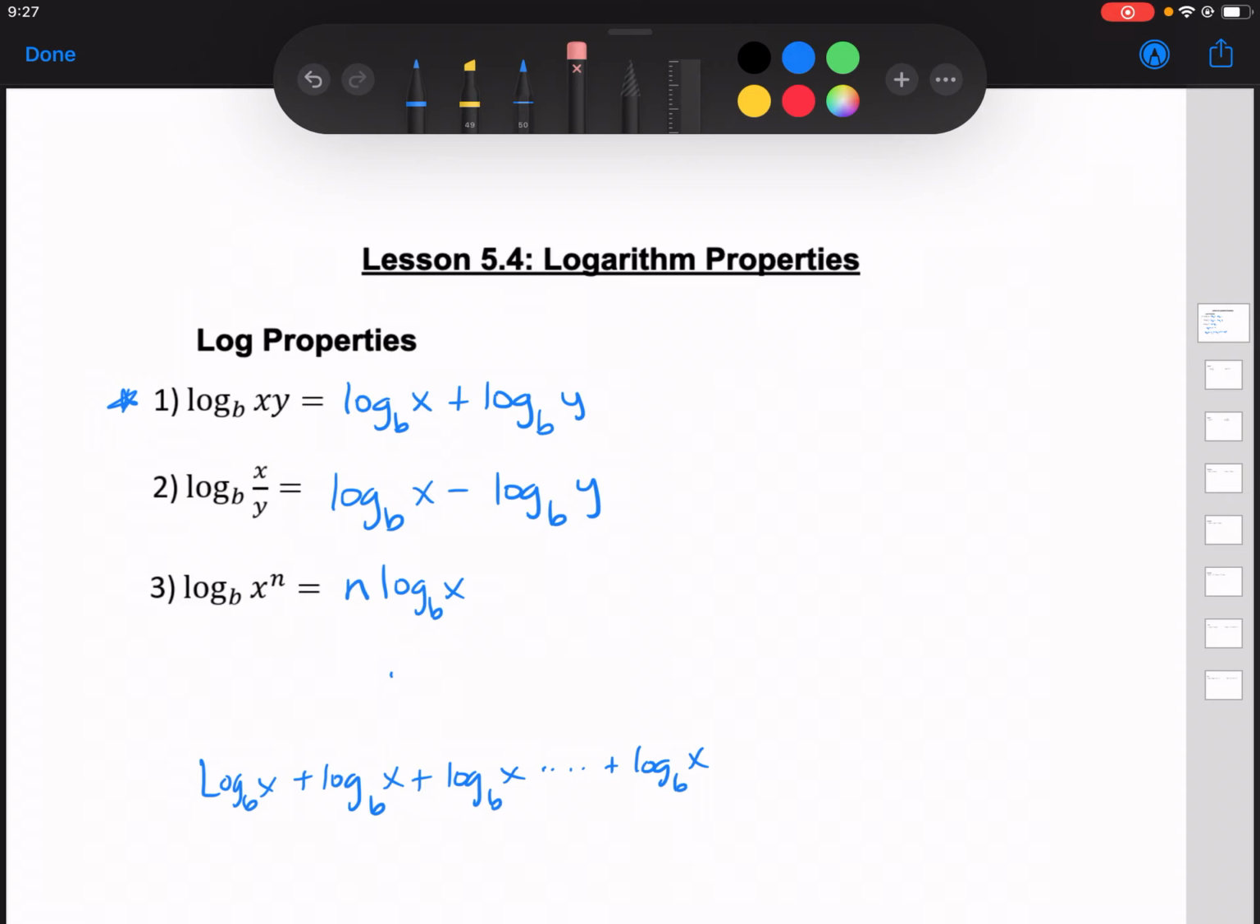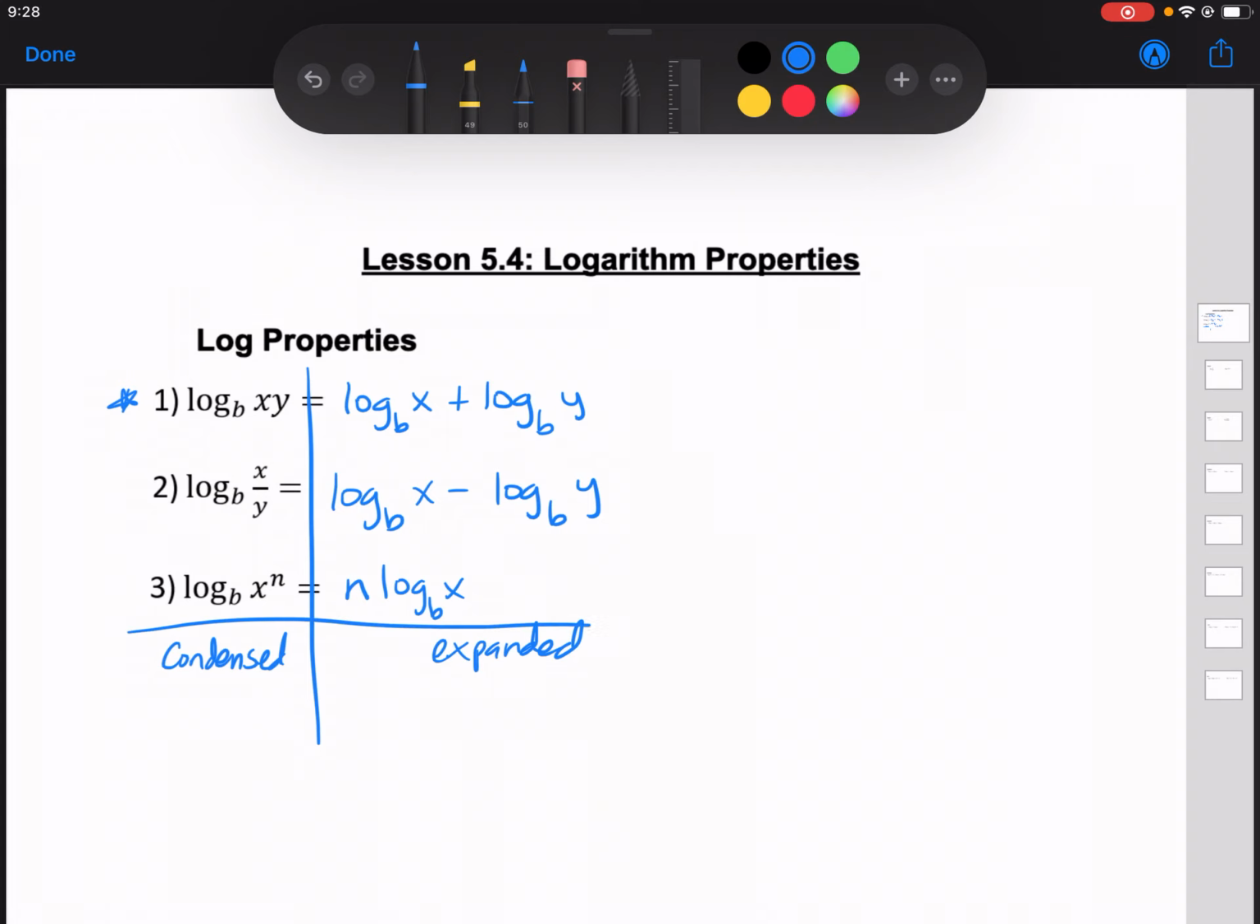So those are the 3 properties we're going to use. In one direction, expanding means you're going to have more, condensing means you're going down. So these are the condensed versions over here, and then these ones over here are the expanded versions.